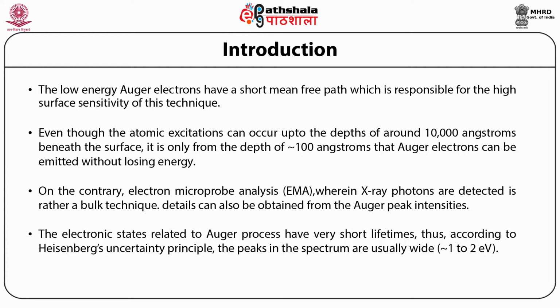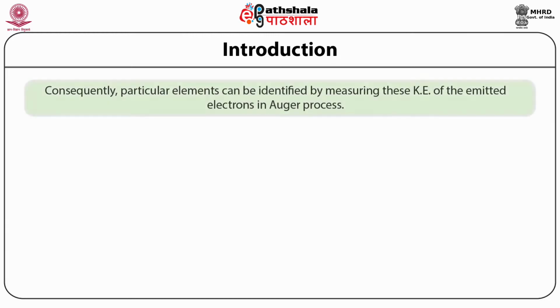Thus, according to Heisenberg's uncertainty principle, the peaks in the spectrum are usually wide, that is between 1 to 2 electron volt. Auger electrons' kinetic energy is specific to the emitting atoms. Consequently, particular elements can be identified by measuring these kinetic energies of the emitted electrons in the Auger process.